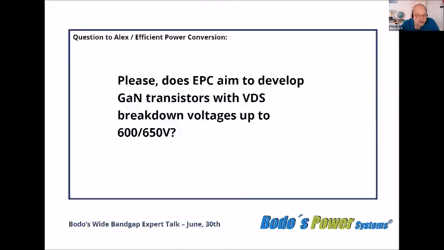Thank you, Tom. Another question to Alex. Does EPC aim to develop GaN transistors with VDS breakdown voltage up to 600, 650 volt? Not at the moment. Look at how well it's served by all the other folks like Navitas, Power Integrations and GaN Systems. So it's a great market and they do an excellent job. Our focus has been 400 volts and under. And that's where we intend to stay for now.